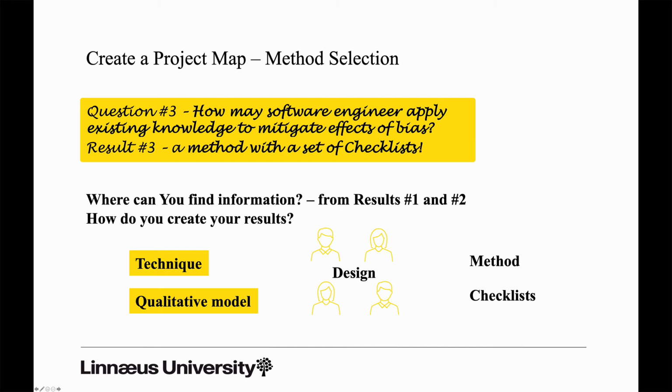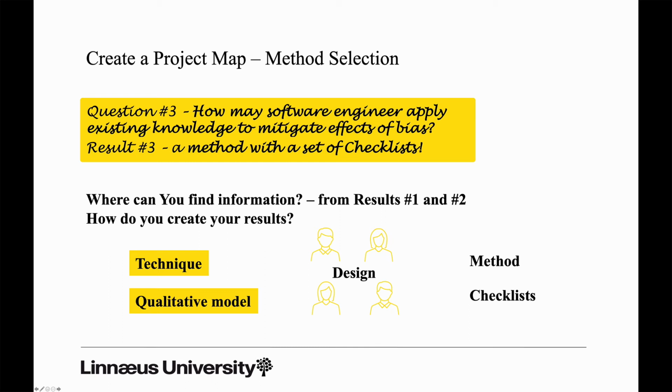And how can you find the information you need? Well, that information is actually the results from question 1 and question 2. That should provide you with an understanding of what bias is, and also what the state of research and state of practice says about how to mitigate the effects of bias.